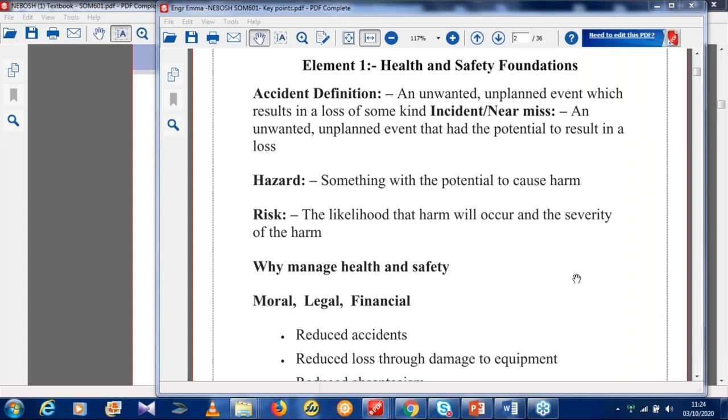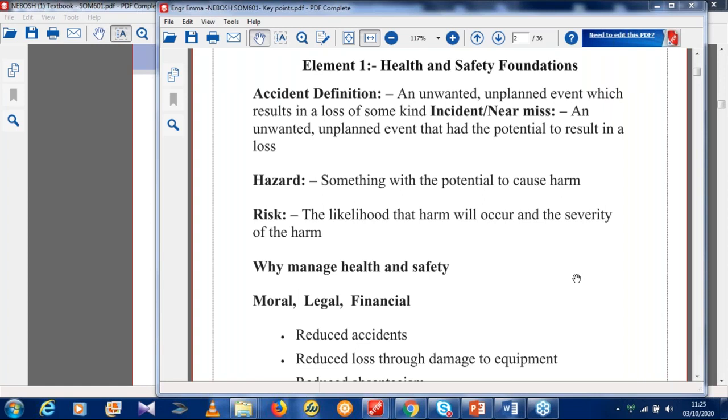So we have any unwanted, undesirable or unplanned event which could result in a loss of some kind. Now, this loss can be harm, and this harm is either ill health or injury, or in some more critical states, fatality, that is death. And when it's got to do with assets, we'll talk about damage or destruction. That's what we mean by accident.